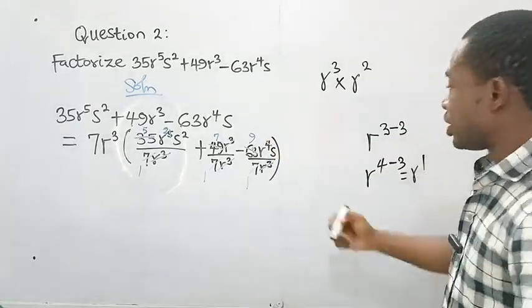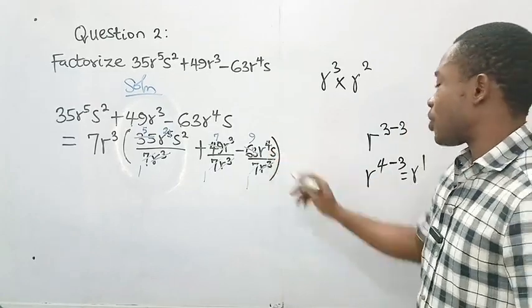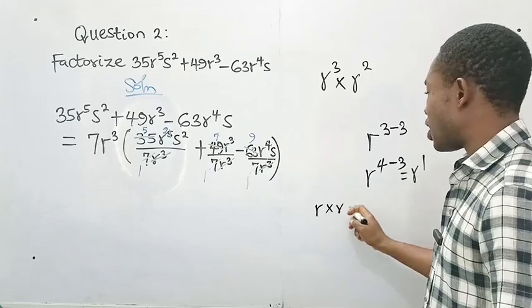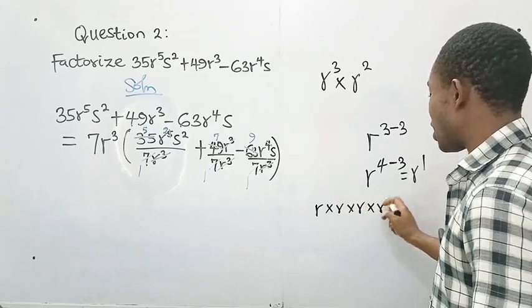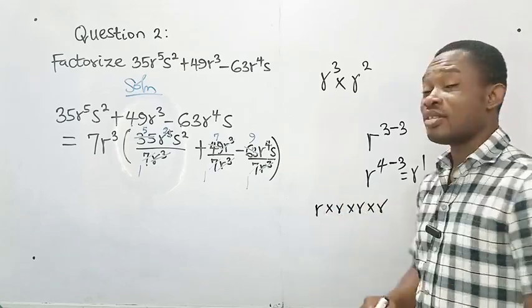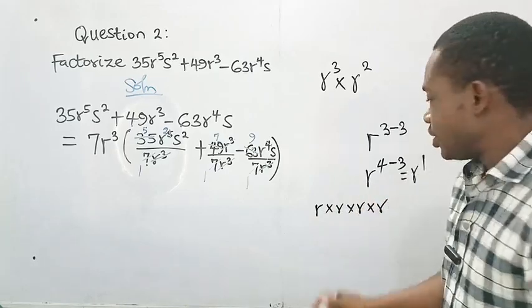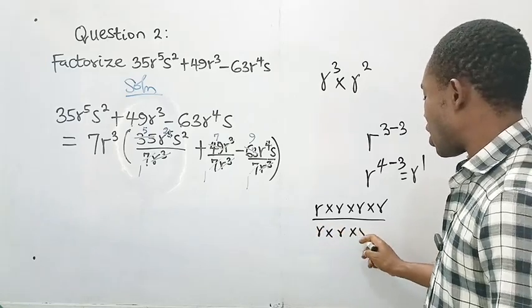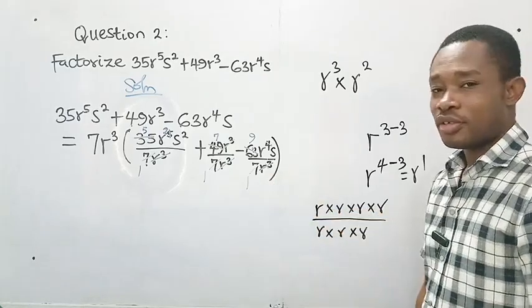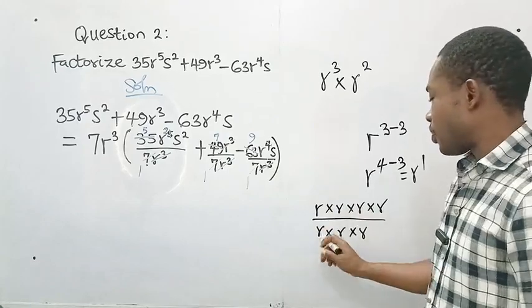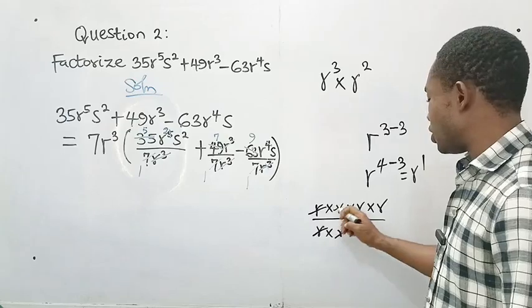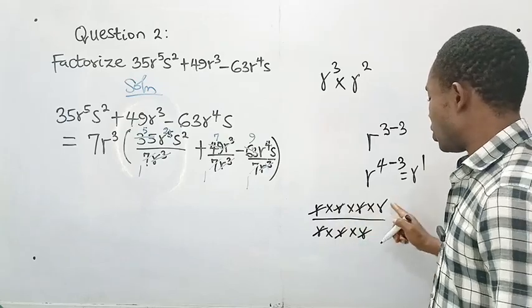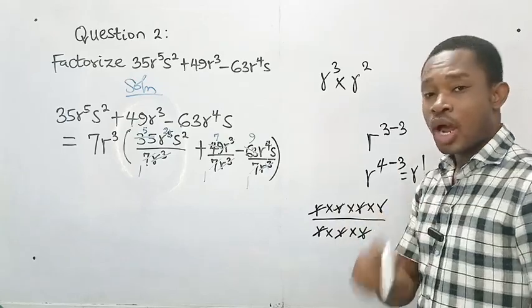And let me quickly show you again what I did here. r raised to power 4 is the same as r times r times r times r. That is r in 4 places multiplied, divided by r times r times r, which is r raised to power 3. R in 3 places multiplied. So you see that this we cancel this, this we cancel this, this we cancel this. You'll be left with only what? 1r.